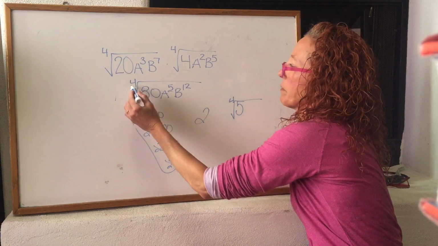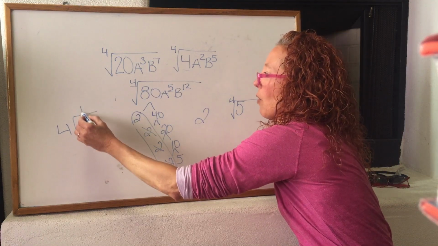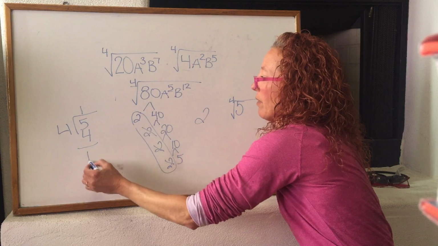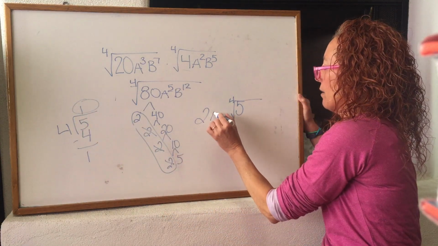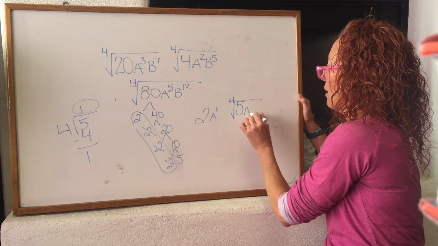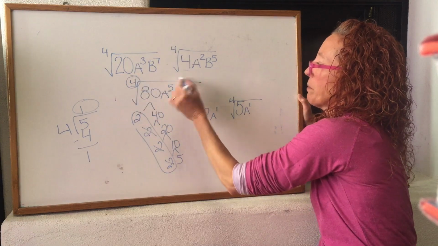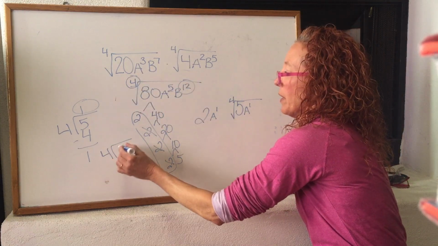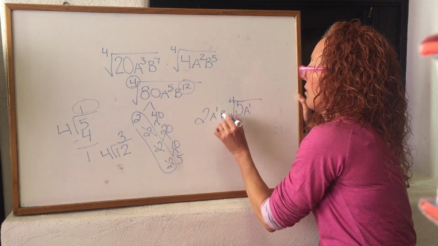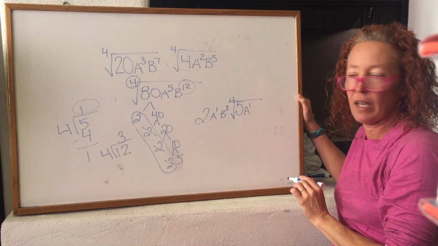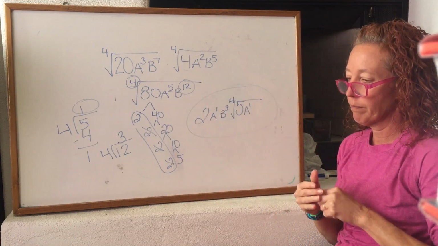Now I would take these exponents and divide them. 4 goes into 5 once. Multiply that out. Remainder of 1. That means 1a goes out and a to the 1st is stuck underneath. Let's divide these exponents. So 4 goes into 12 3 times with no remainder, which means b to the 3rd power is on the outside of the radical. So there's your final answer there.